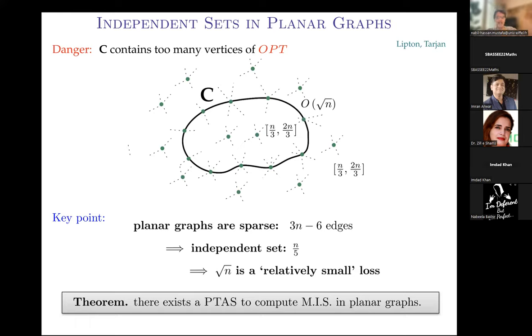Okay. All right. So the idea is, again, that you have this separator of small size, and that allows you to divide and conquer. That's one idea. Second is that the independent sets in planar graphs are large.